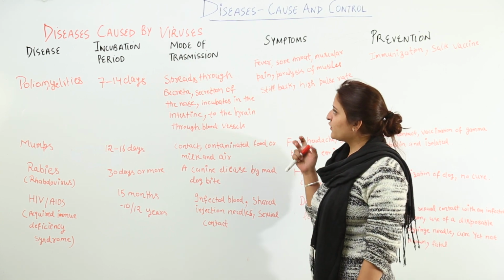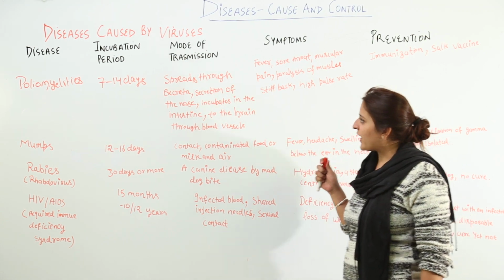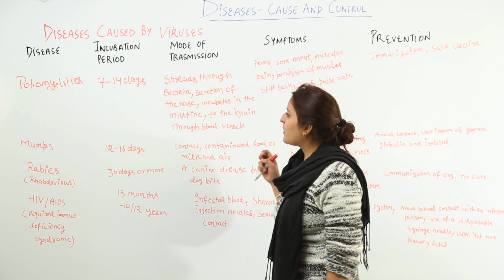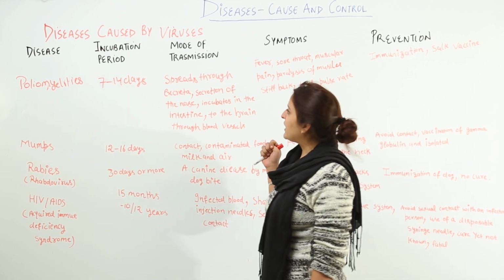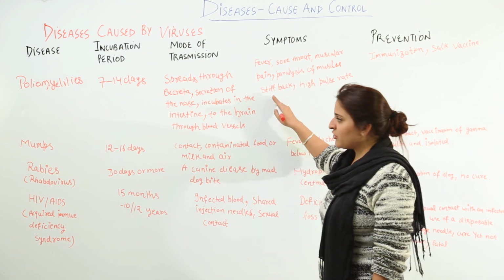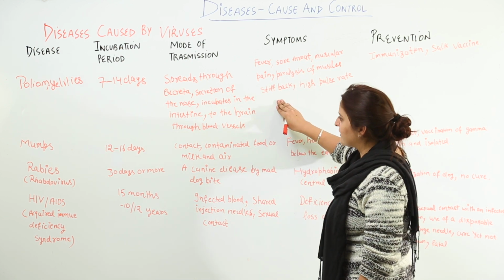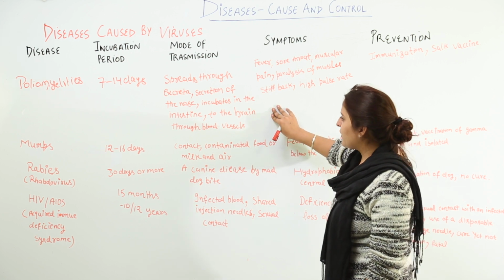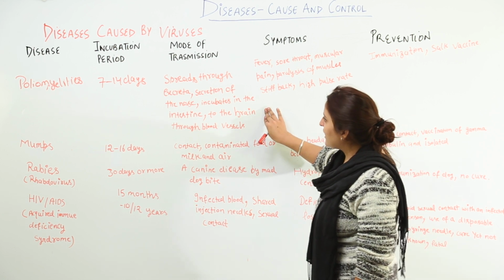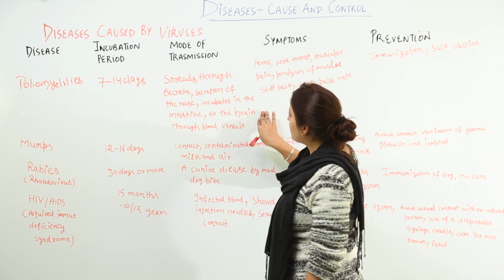Now let us discuss a few diseases which are caused by various types of viruses. The first disease is poliomyelitis, which has an incubation period of around 7 to 14 days, and the mode of transmission of this disease is through excreta and various secretions of the nose, and it incubates in the intestine. These are the various modes of transmission of polio.